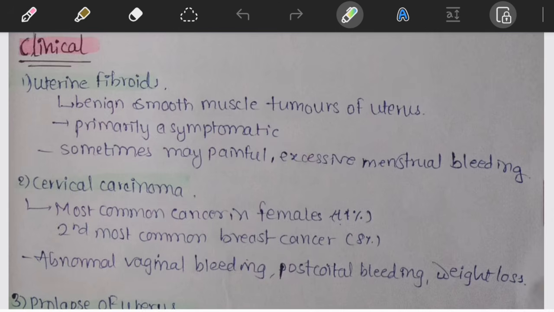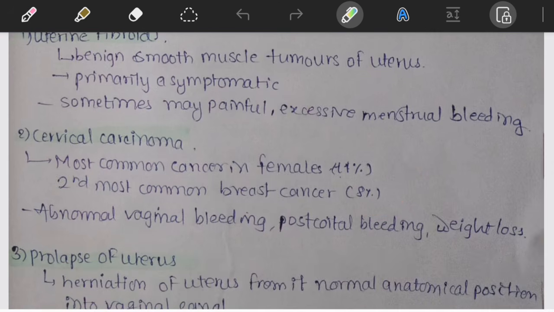Second one is cervical carcinoma. This is an important gynecological malignancy and is highly relevant to MBBS because of its association with abnormal vaginal bleeding, especially postcoital bleeding. Other symptoms can occur in advanced disease, and the anatomy matters because the cervix is directly related to the vagina and surrounded by important pelvic structures. That's why understanding the cervical anatomy is not optional.